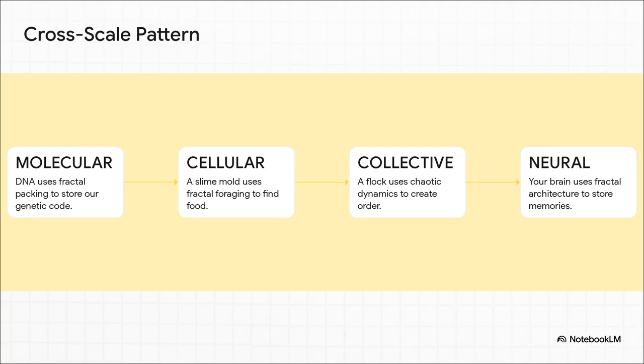Life's first problem was storage, and its solution was the fractal in our DNA. Then it needed to explore, and it used that same fractal pattern in the slime mold. Then it needed to create order out of many, so it used the engine of chaos in a flock of birds. And finally, in our minds, it put it all together. It used fractals for the stable architecture of memory and chaos for the dynamic energy of thought. It's the same fundamental operating system, just getting more and more complex at every single step.